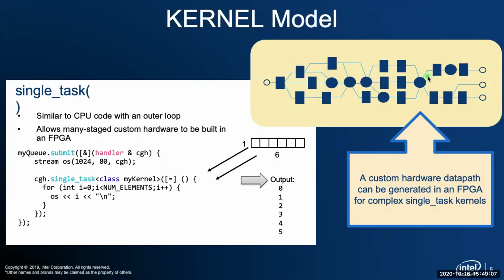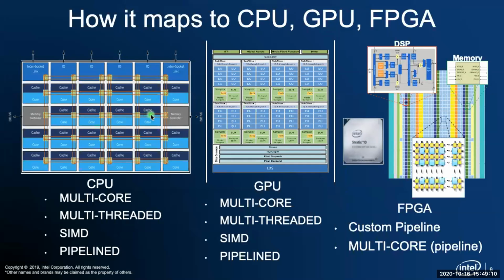So it's very different how the code maps to CPU, GPU. It explores the parallelism in a multi-core, multi-thread, SIMD pipelined way, both on CPU and GPU. And on FPGAs, we build a custom pipeline. We can also do multi-core, but it's not a common approach, as we can see next.